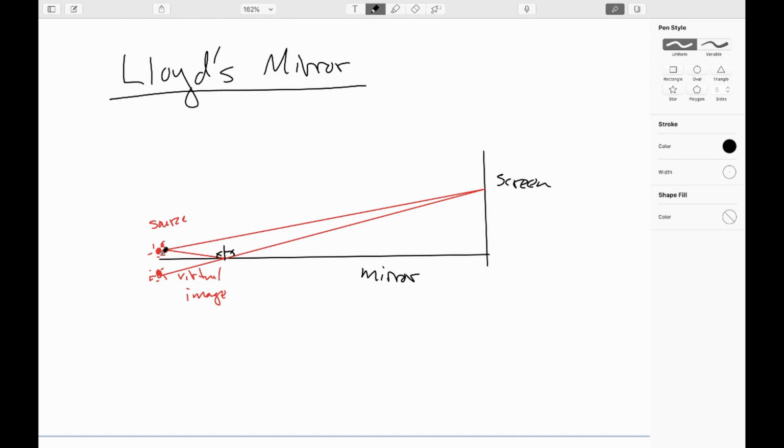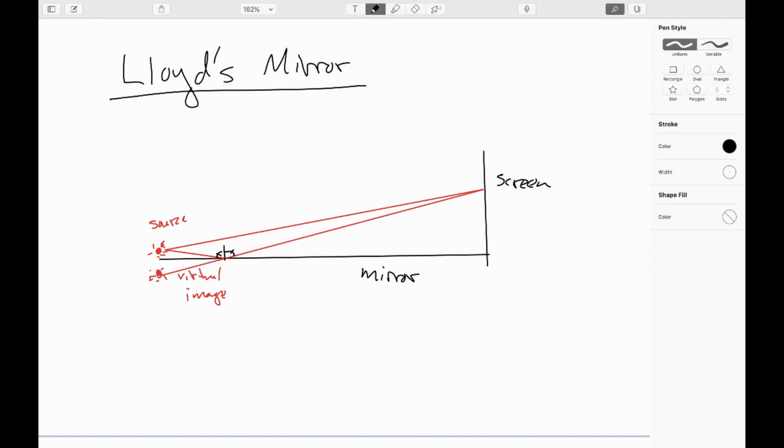But if you think about it, in a very real sense, to the screen, it's as if you have this light source here and you have this virtual image source here. So to the screen, it basically looks like the same setup as Young's double slit experiment, except one really weird difference happens. That difference is that everywhere in Young's experiment you see a bright fringe, you see a dark fringe in Lloyd's mirror. And everywhere you see a dark fringe in Young's experiment, you see a bright fringe in Lloyd's mirror.